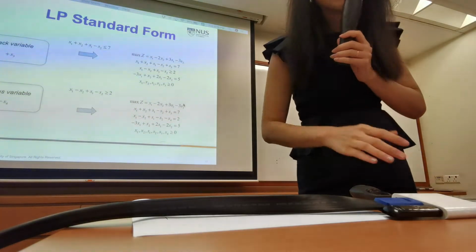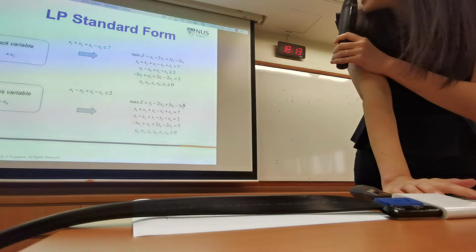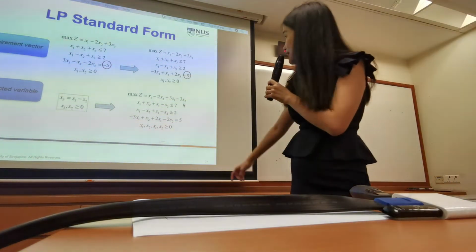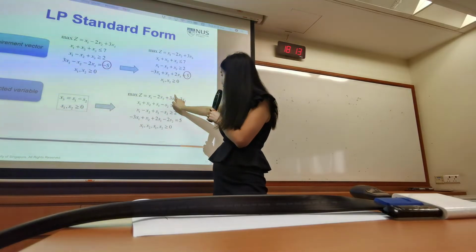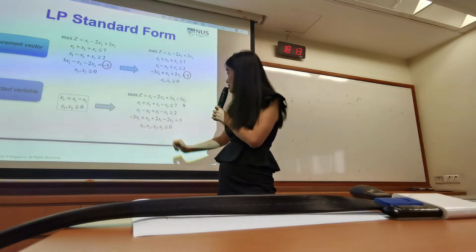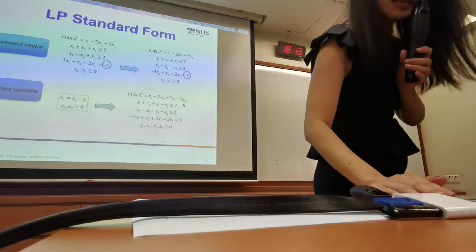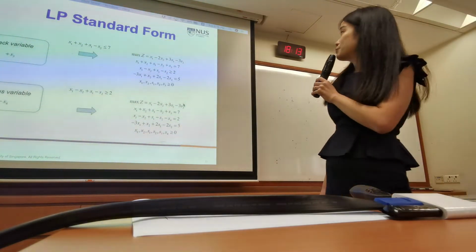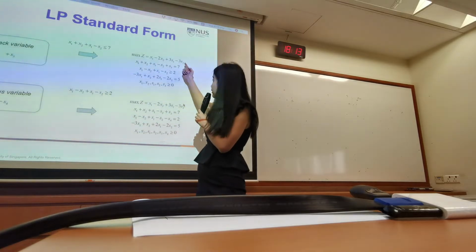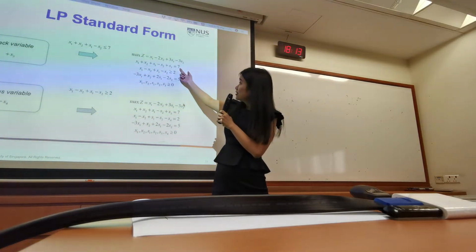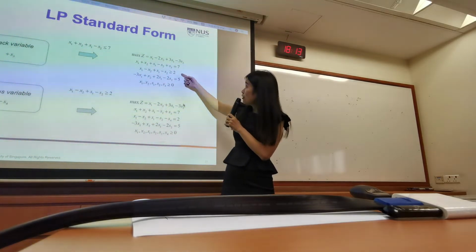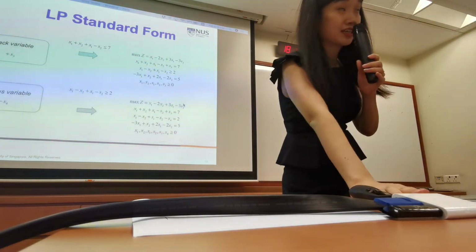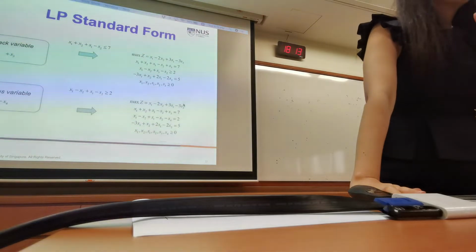So if we compare with the previous one, we already have the objective function to be x1 minus 2x2 plus 3x3. So now it's 3s1 minus 3s2. So it's the same objective function, but we want to change the inequality. Now the first one is smaller or equal, the second one is larger or equal, and the third one is an equality, so we don't have to change that.